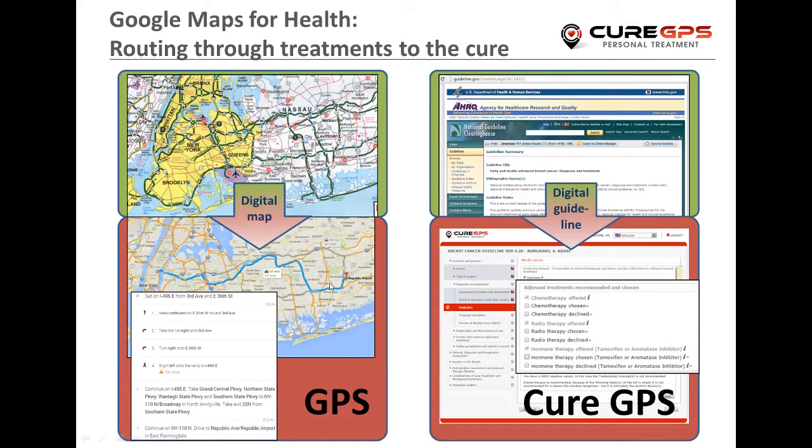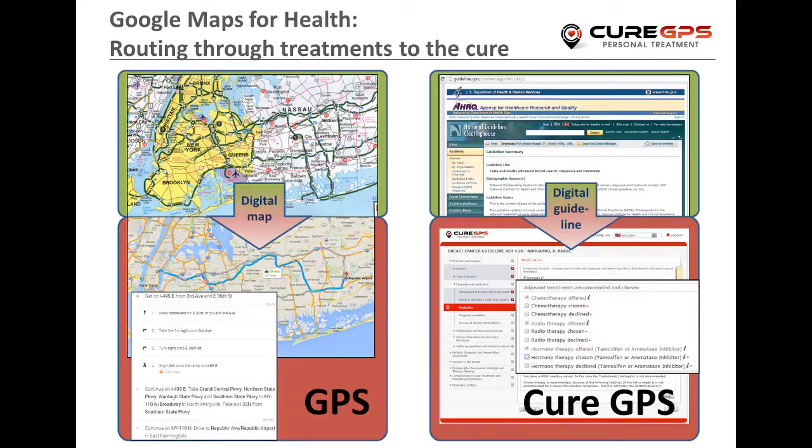This is exactly the same thing we have as a vision for how to consume healthcare. So today the healthcare guidelines come out in this format, similar to the way routing plans came out previously in terms of maps. By digitizing all that information, we can allow Cure GPS to route you correctly through to the cure.